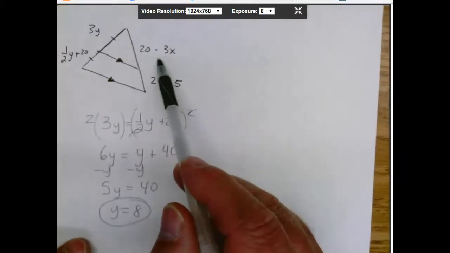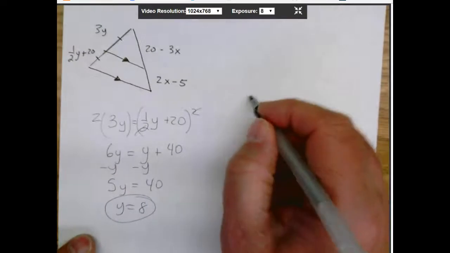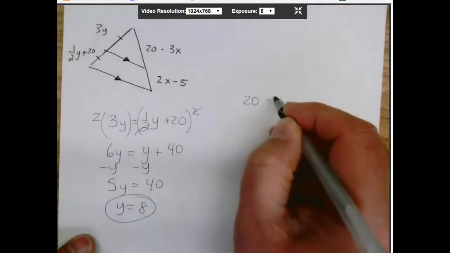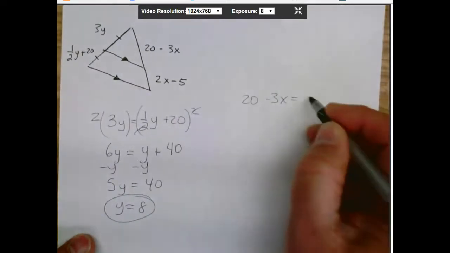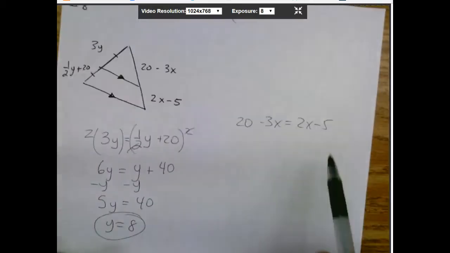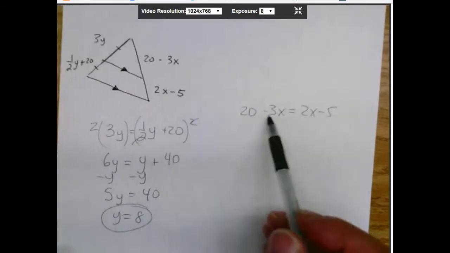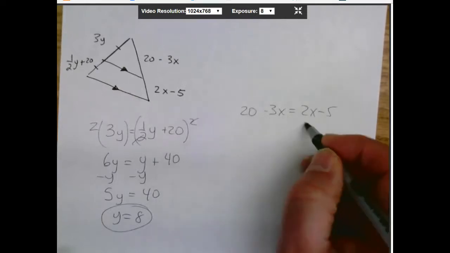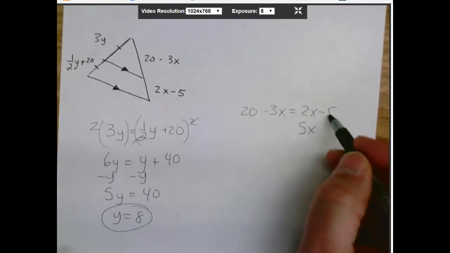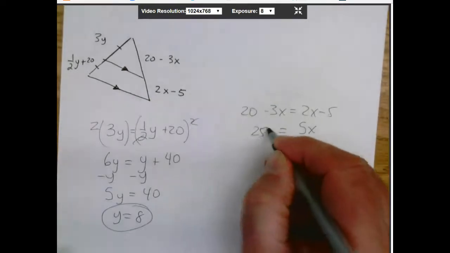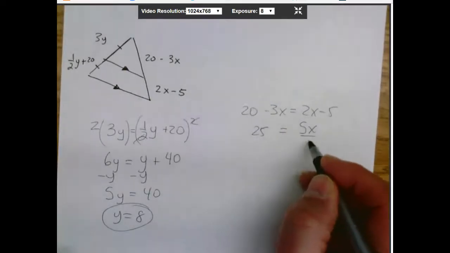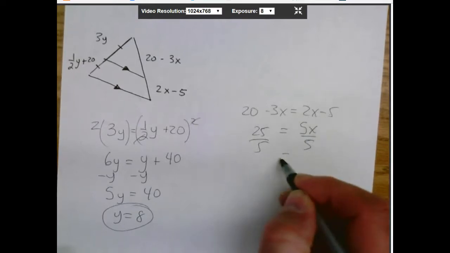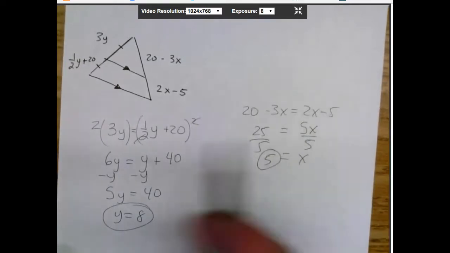So then we can do the same thing on the other side. We can make them equal to each other. So then we go 20 minus 3x equals 2x minus 5. So then we're just going to use algebra, right? So we're going to add 3x over to this side. That'll give us 5x. We're going to add 5 to this side. Gives us 25. And then that's going to give us divided by 5. X equals 5. And then we can plug it in and see.